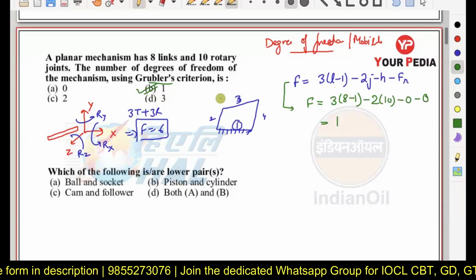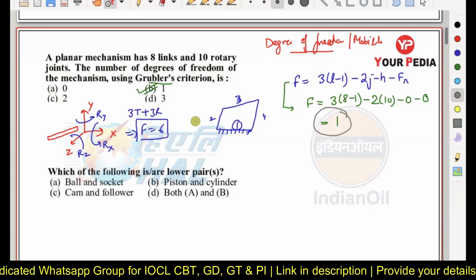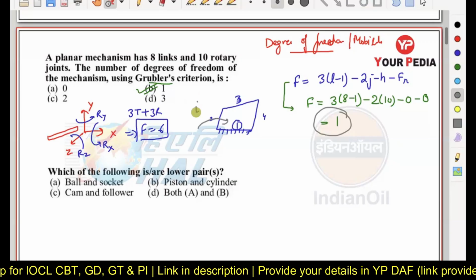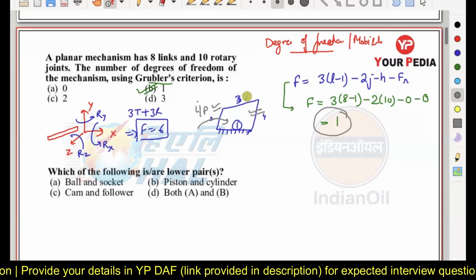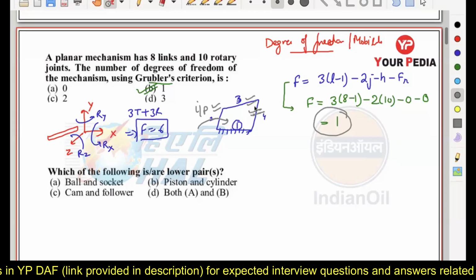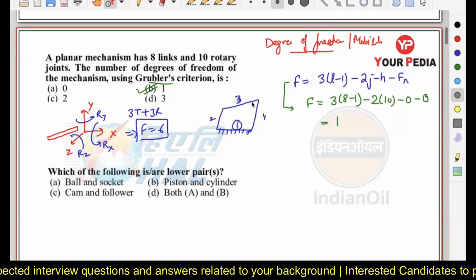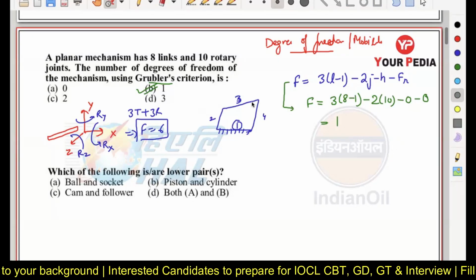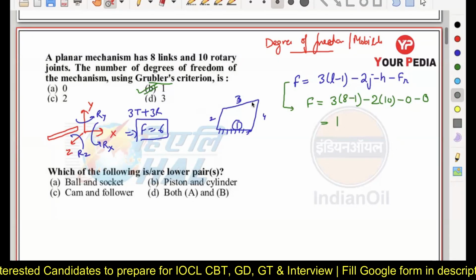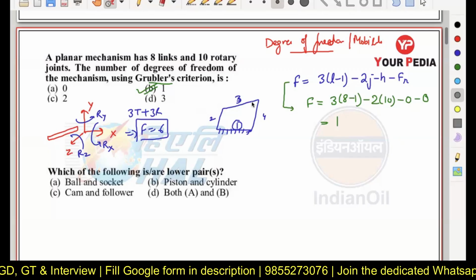If you solve it, you will find that the degree of freedom comes out to be 1. If the degree of freedom is 1, that simply means we have to provide only one input. Just by providing one input, we can control the motion of each and every link. That means only one input is required to control the movement of any link in the mechanism. That is the simple meaning of degree of freedom. Now let us suppose 2 degrees of freedom come out. That means you have to provide two inputs.